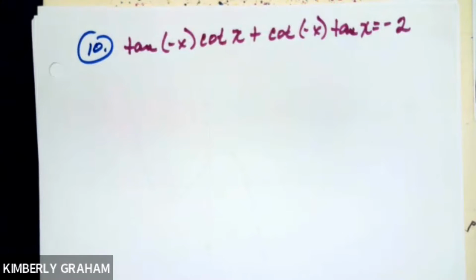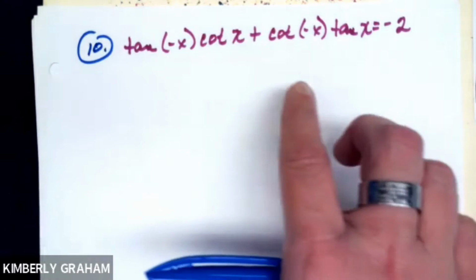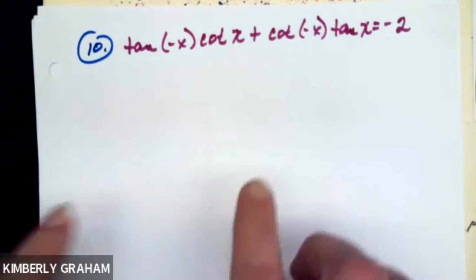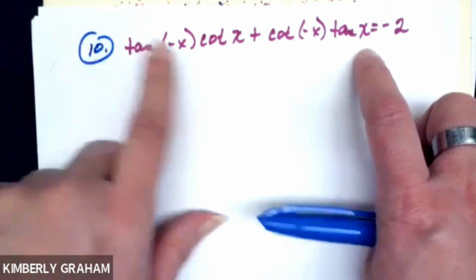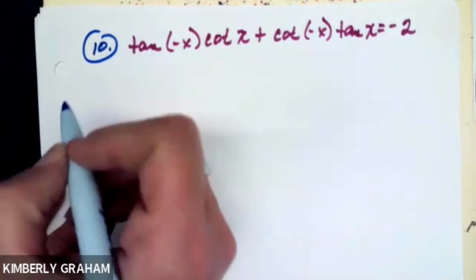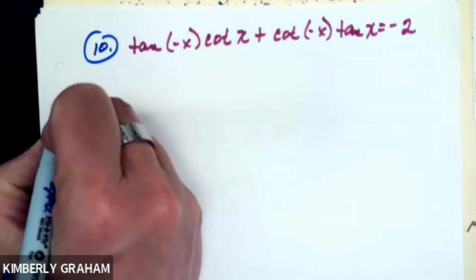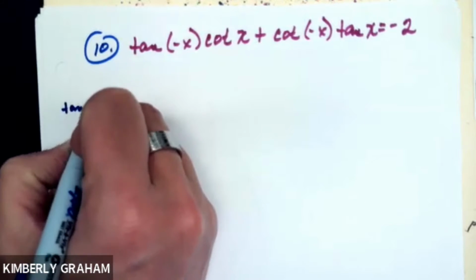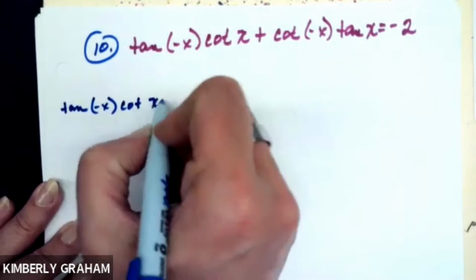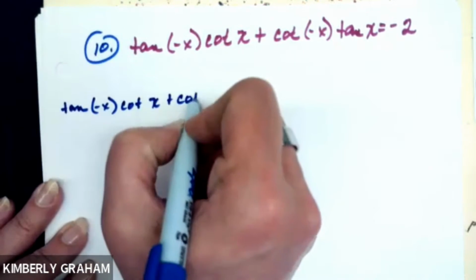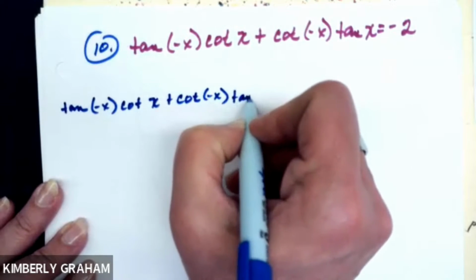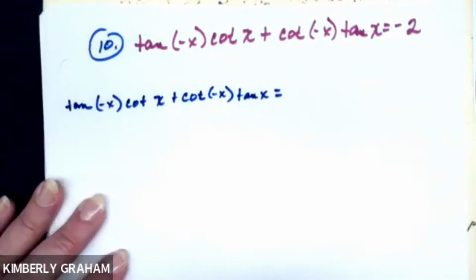And I know that my next step is going to have to get rid of those negative x's somehow. And I still got this great big old long thing I got to write down. So I'm going to have to write pretty small to get this all on my paper. So I've got tan negative x cotan of x plus cotangent of negative x tan x equals something.